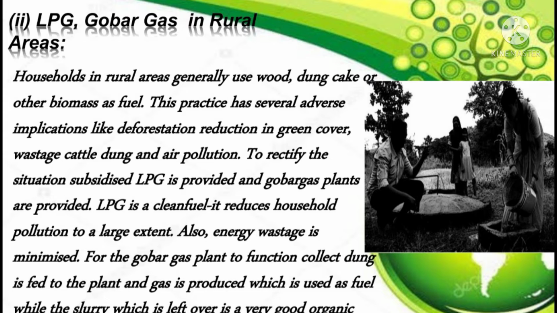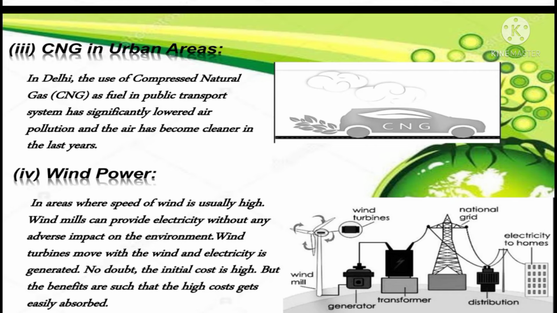Also, energy wastage is minimized. For the gobar gas plant to function, collected dung is fed to the plant, and gas is produced which is used as fuel, while the slurry which is left over is a very good organic fertilizer and soil conditioner. The next is CNG in urban areas. In Delhi, the use of compressed natural gas (CNG) as fuel in the public transport system has significantly lowered air pollution, and the air has become cleaner in the last few years.